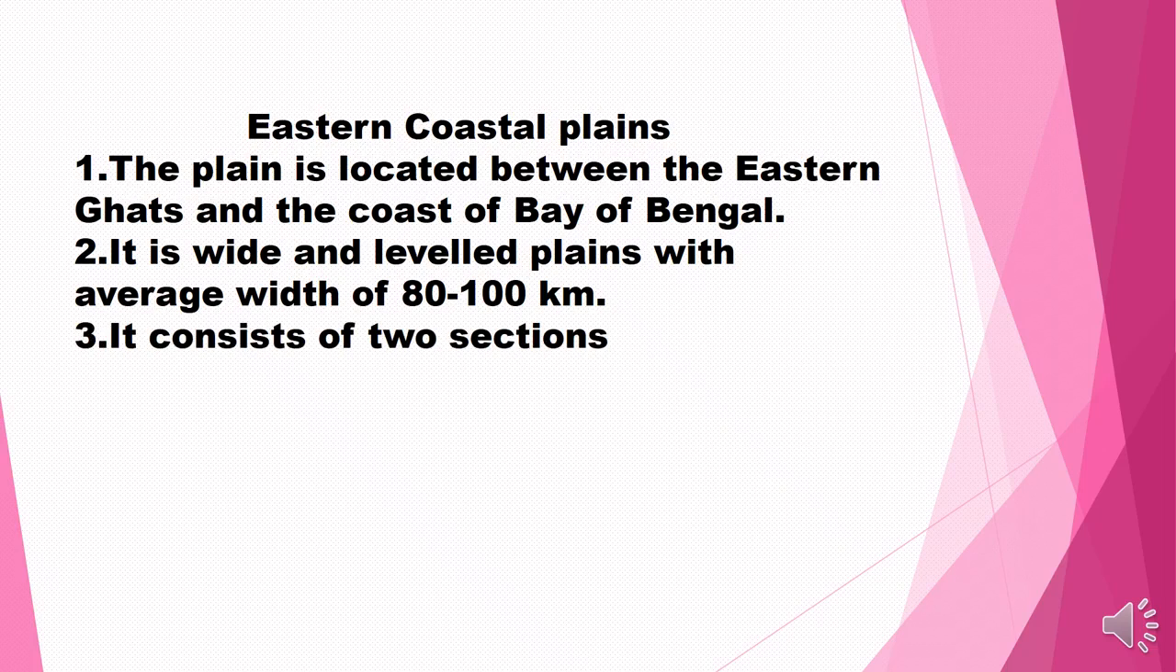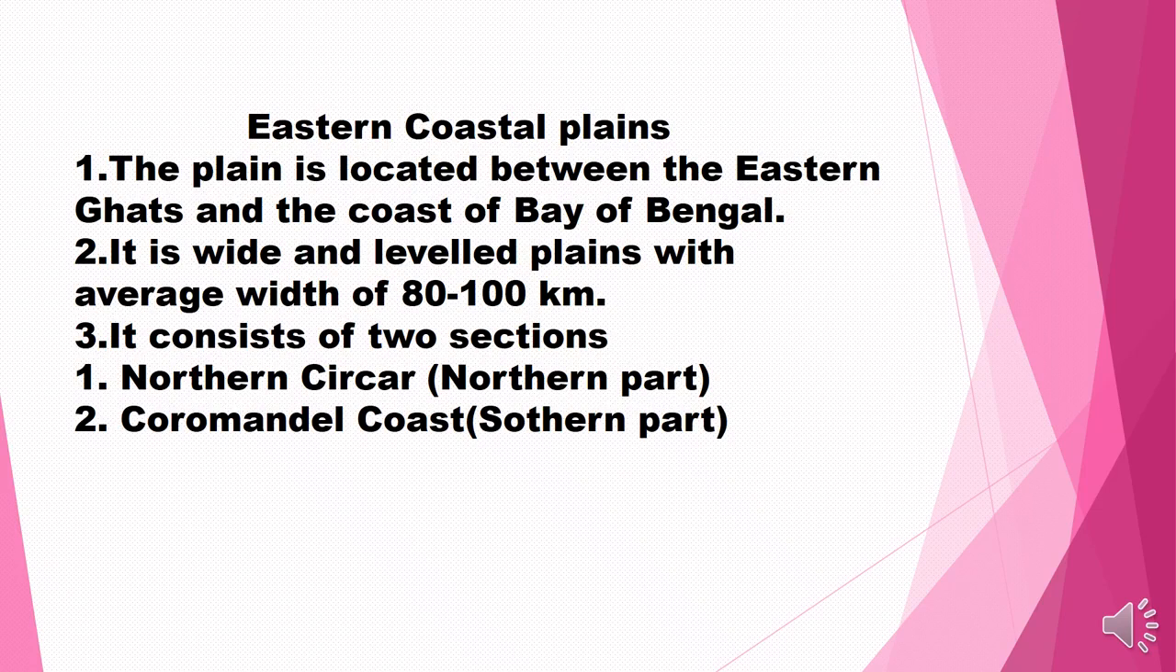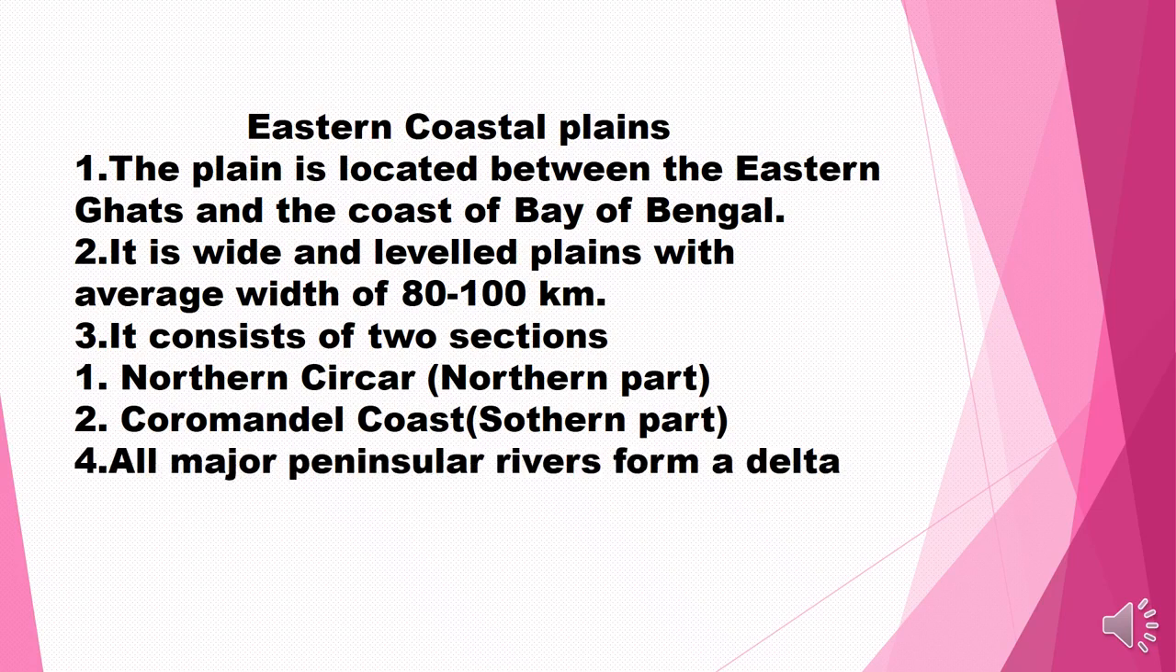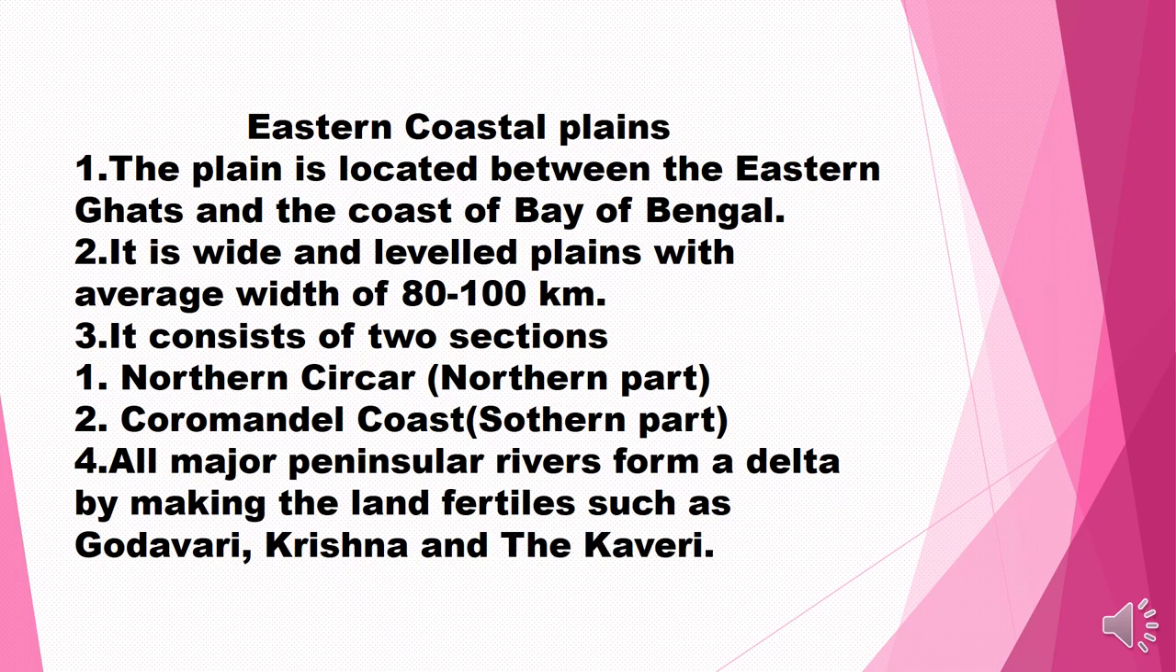It consists of two sections: the northern part, just like the Northern Circars, and the Coromandel coast, which is the southern part. And all major peninsular rivers form a delta, making the land fertile, such as Godavari, Krishna, and the Kaveri. So these are the features of the eastern coastal plain.